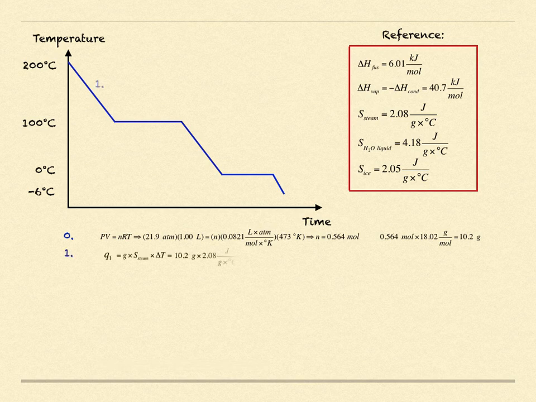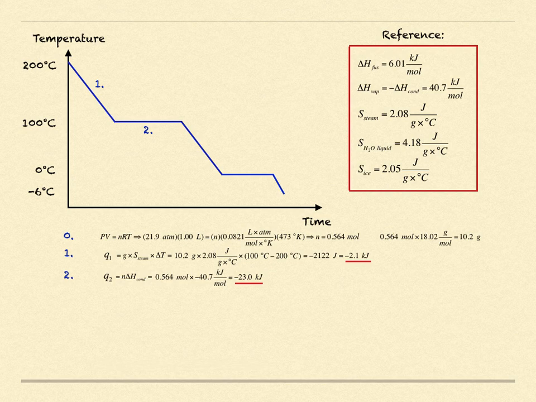The first section of the curve is the cooling of steam. Note that the change in temperature is negative, so the end result will also be negative. The second portion is the condensation of steam. Note that the delta H of condensation is equal to the negative delta H of vaporization, because vaporization is the conversion of liquid water to steam, while condensation is the inverse reaction.